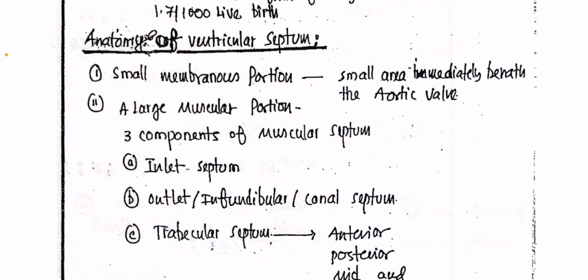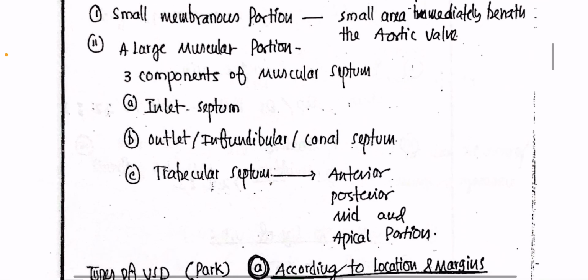A small membranous portion, a small area immediately beneath the aortic valve. A large muscular portion. Three components of the muscular septum: one is the inlet septum, another the outlet or infundibular or conal septum, and another the trabecular septum, that is anterior, posterior, mid and apical portion.